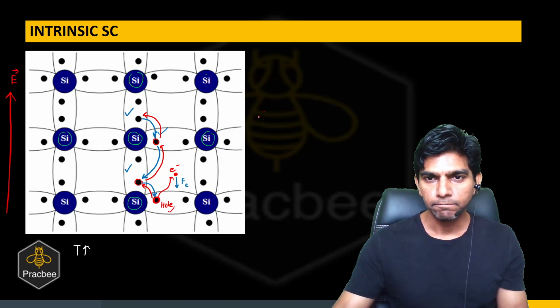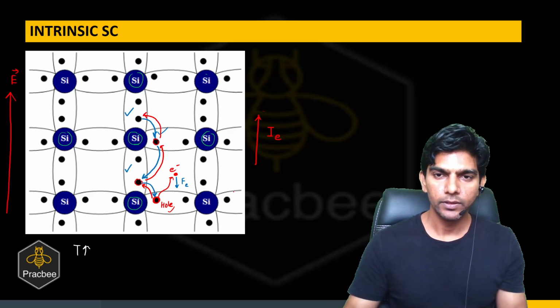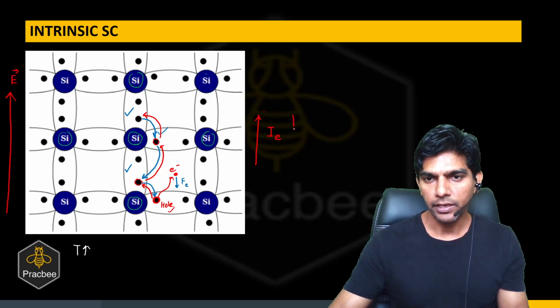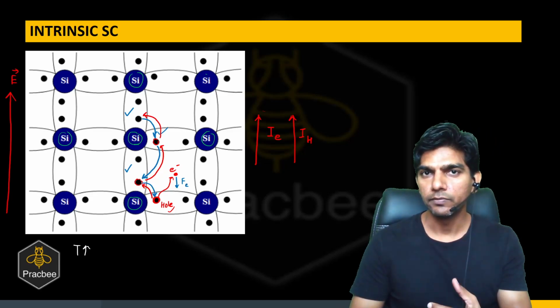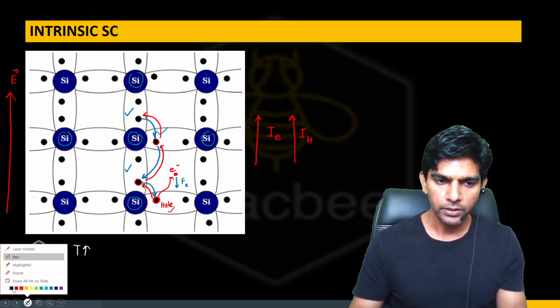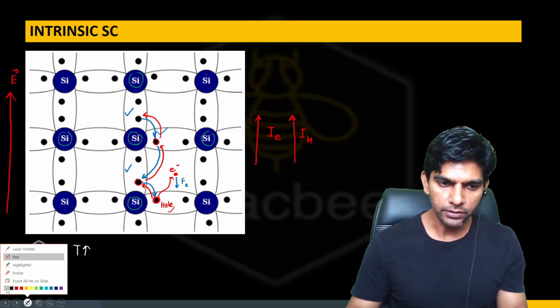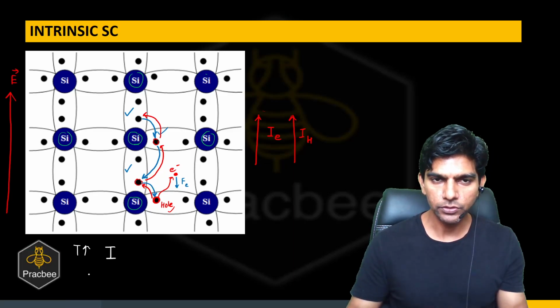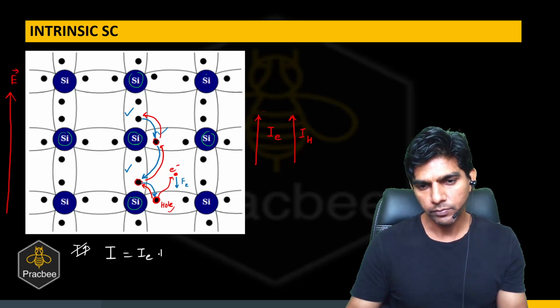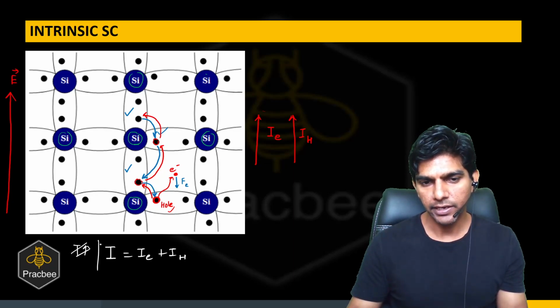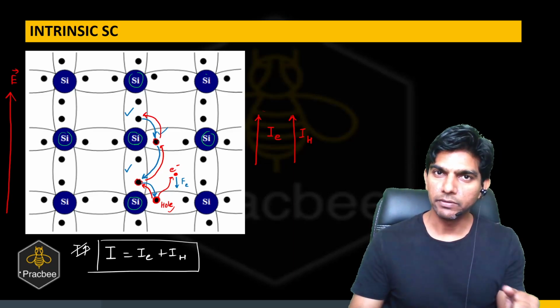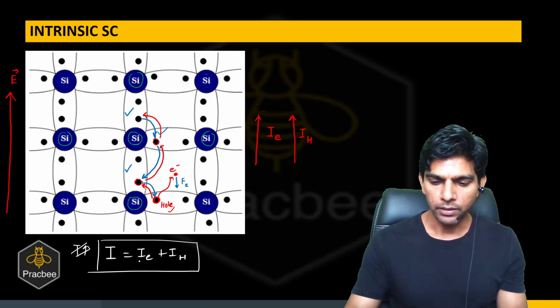So we can say there will be a current IE which is because of conduction electrons, and there will be a current IH which is due to the holes in the valence band. So that we have to remember. So the overall current in the conductor will be IE plus IH. That we have to remember in case of an intrinsic semiconductor. I hope it is clear.